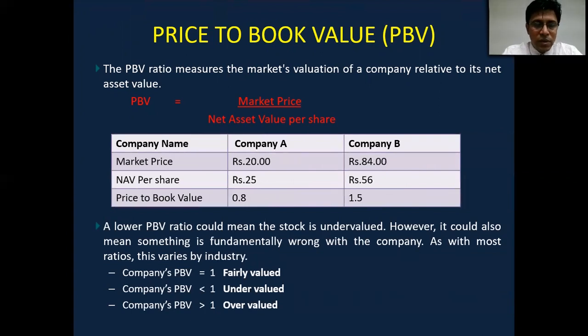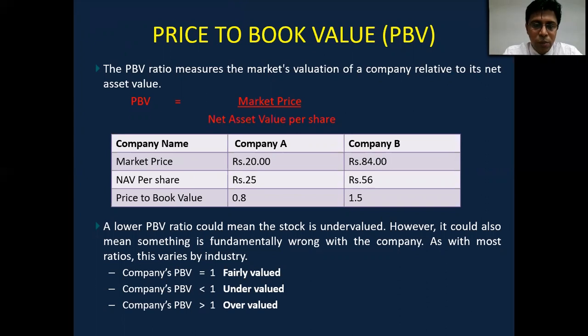Let's look at this example. As you can see, company A's NAV is 25 rupees a share and company B's NAV is 56 rupees a share. Clearly, company B has a higher NAV, but which one is cheaper in relation to its market price? That's why you need to calculate their price to book values.